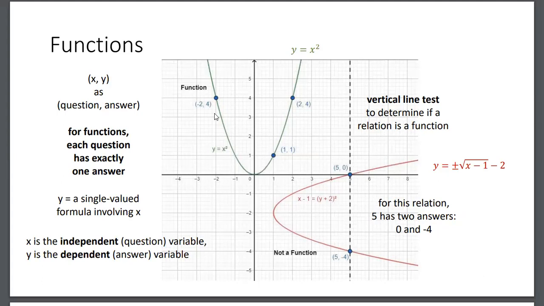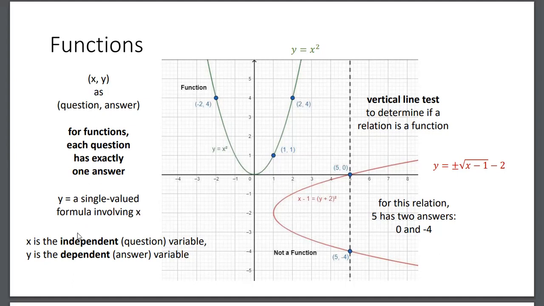Using the same two graphs, we introduce now the concept of a function. When you have an ordered pair, you can think of the x as a question and the y as an answer. For functions, every question, every x, has exactly one answer. So in that case, y is equivalent to a single valued formula involving x.